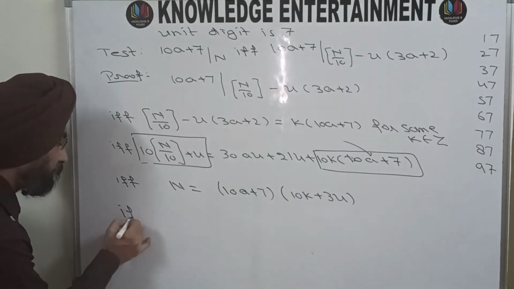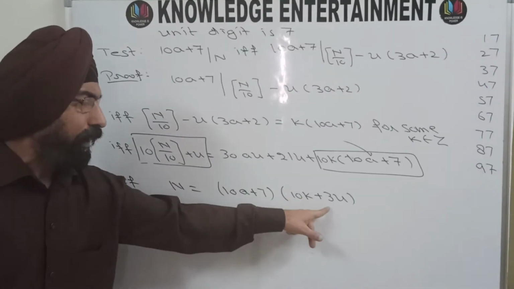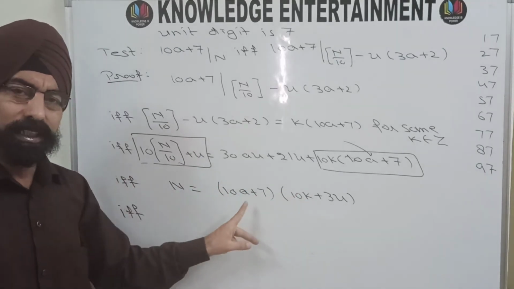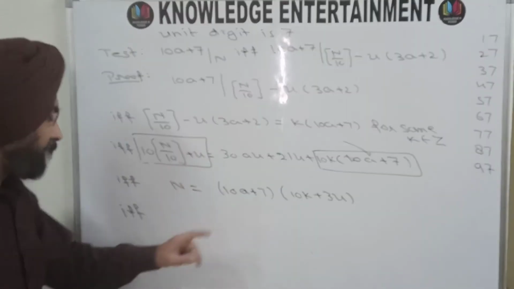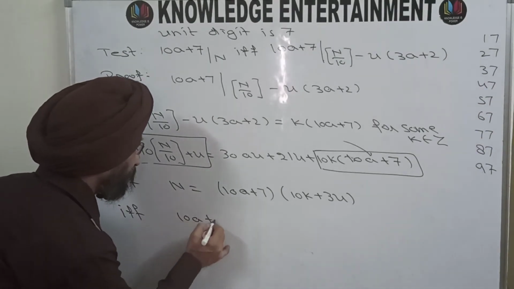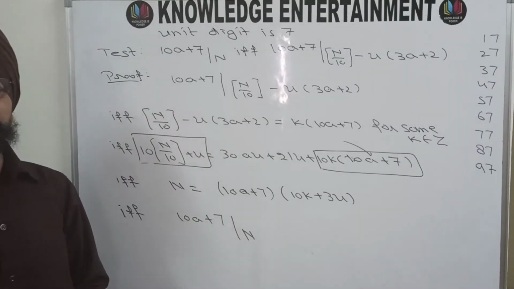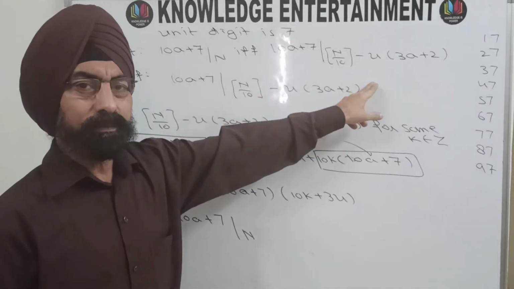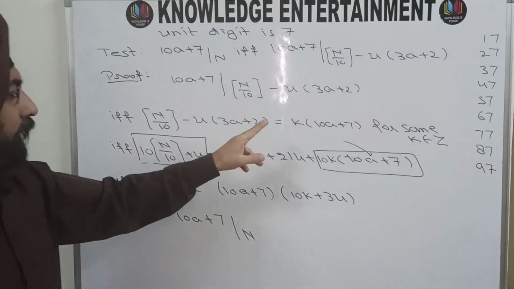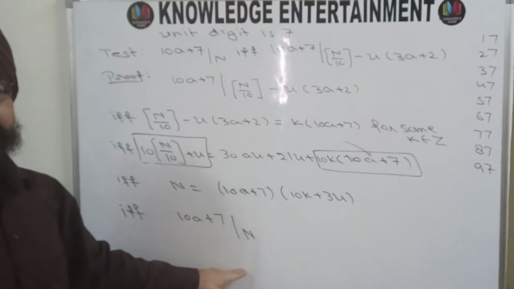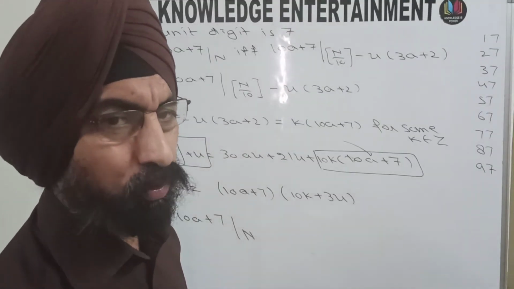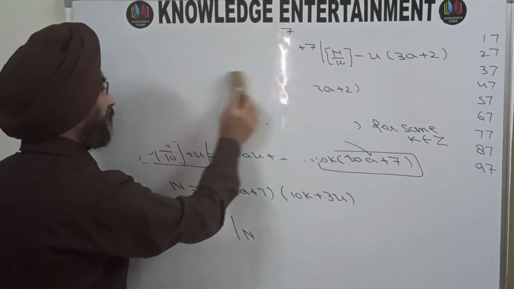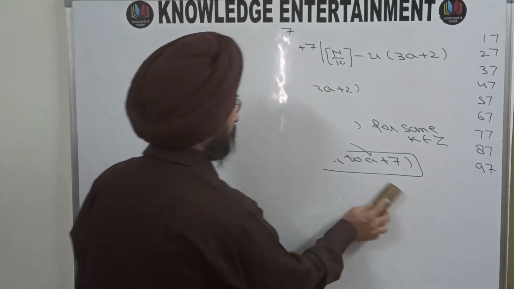If and only if now n is the product of these two. So that means n is divisible by this as well as n is divisible by this. So we need the divisibility by 10a plus 7. So if and only if your 10a plus 7 divides n. So we have proved that 10a plus 7 divides this number if and only if your 10a plus 7 divides n. So the proof is okay. Now we'll move on to one example and then on to the third and final test of divisibility when the units digit will be 9.